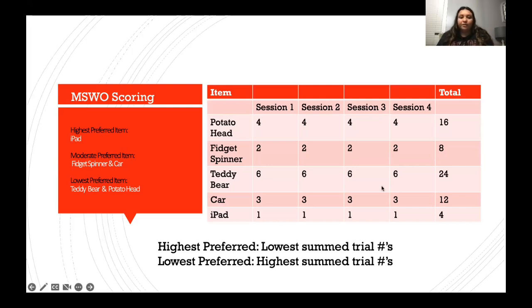So here you will see that you just add up the location of each item. iPad was always picked first, so you give it a score of 1. Fidget spinner was always 2, second choice, so you score it as 2, and you add up those sessions to get your total. You'll see that your highest preferred item is the iPad because it is scored lowest. And then your lowest preferred items would be the teddy bear and the potato head because they did have the total sum significantly higher than the rest.